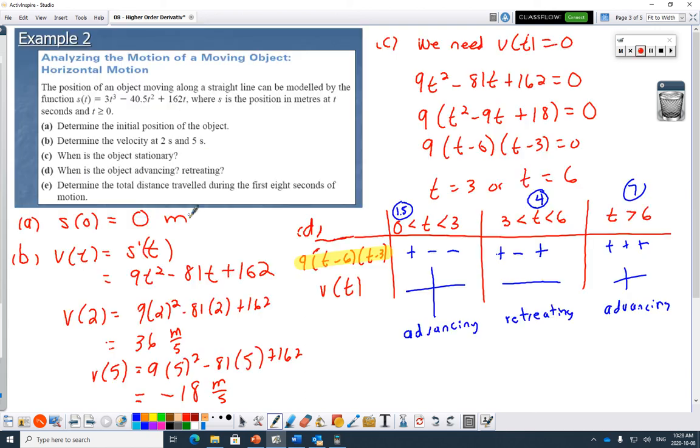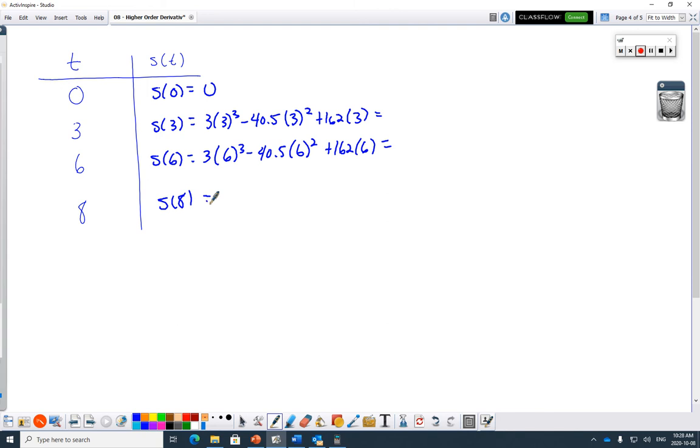Was the 8 the right choice? Yes, it is. Don't freak out about this. It's like, Mr. Todd's just picking random numbers? No. At the end, you'll go, oh, that's how you knew what numbers. Okay, 3 times 8 cubed minus 40.5 times 8 squared plus 162 times 8. And I need all these numbers.